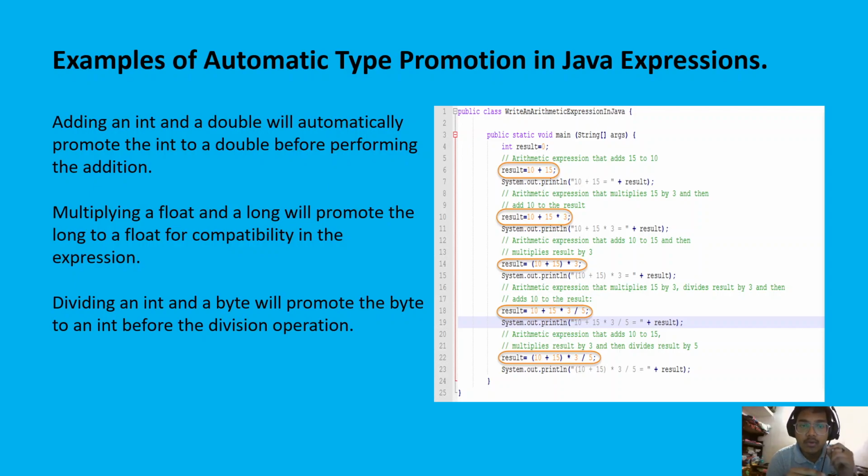Multiplying a float and a long will promote the long to a float compatible in the expression, and dividing an integer with the byte over there will promote the byte to an integer before the division is done. As you can see in the code on the right side, we have all the expressions, like 5 examples. One is this one, 10 plus 15 into 3, multiplication will be done first. Yeah, that is how the process is going.